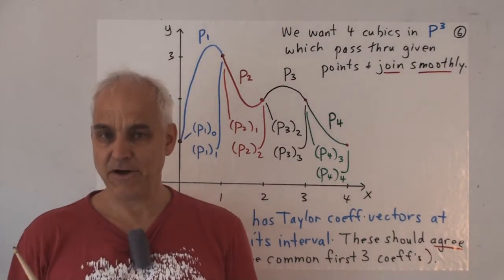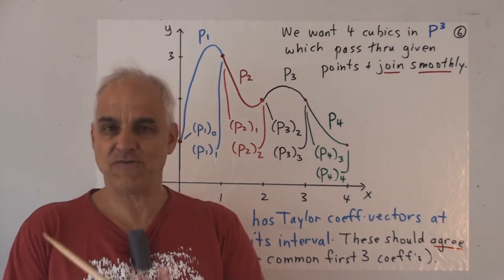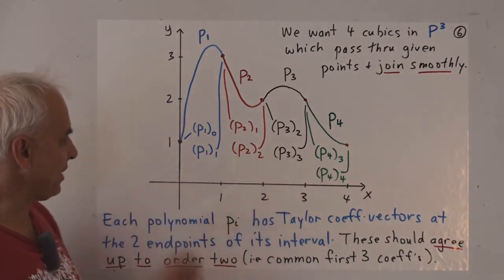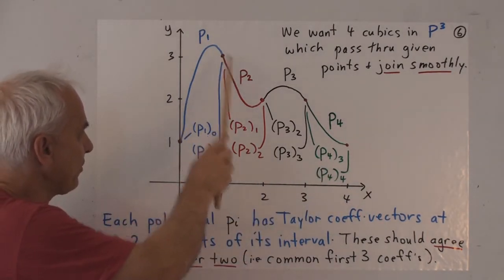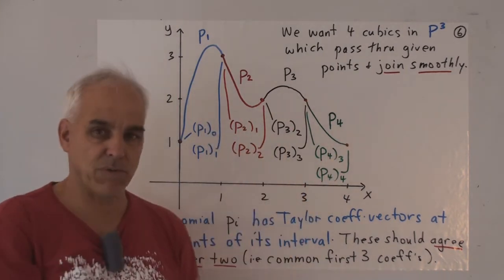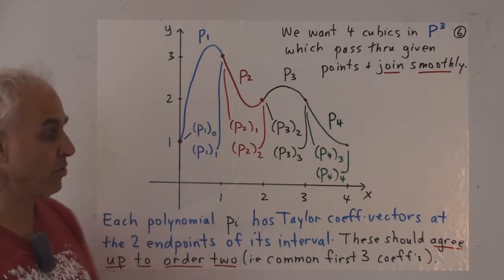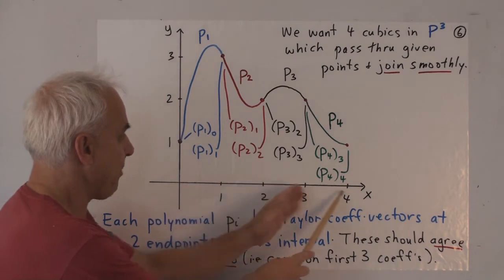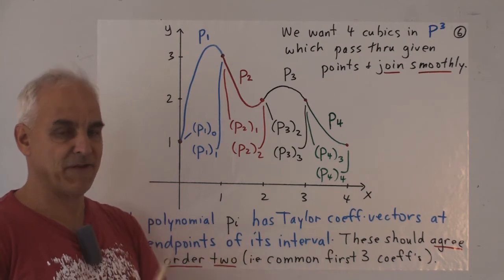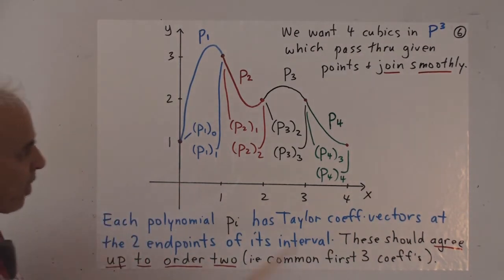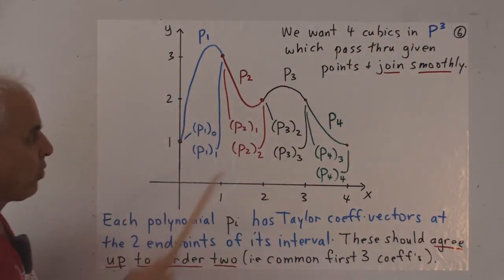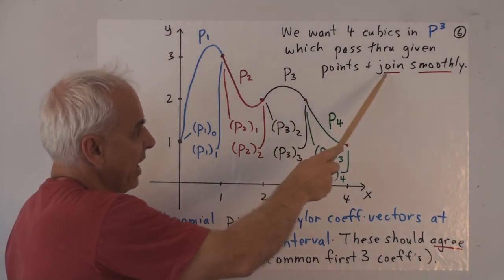So now that we have some familiarity with this idea of Taylor coefficient vectors at a point for a polynomial, let's go back to our problem. We have these points 0, 1, 1, 3, 2, 2, 3, 2, and 4, 1, and we want to create a cubic spline joining them. And we've said that what we're going to do is do it one segment at a time. We're going to come up with 4 separate cubics that are hopefully going to smoothly fit together. So we want 4 cubics. These are elements in our space P3, which pass through the given points and join smoothly.